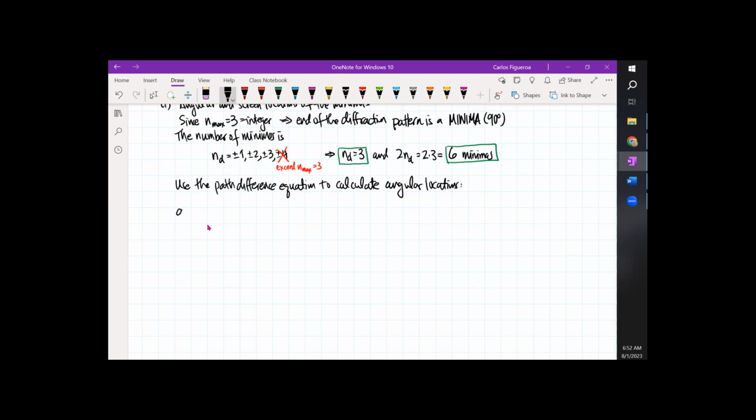So we have a sine of theta n, that has to be n_d lambda. So then solving for theta here, maybe we should do this in a couple of steps. So then sine of theta n has to be plus or minus n_d divided by a over lambda. And then I'm going to take my n values. So this is going to be plus or minus 1/3, plus or minus 2/3, plus or minus 3/3.